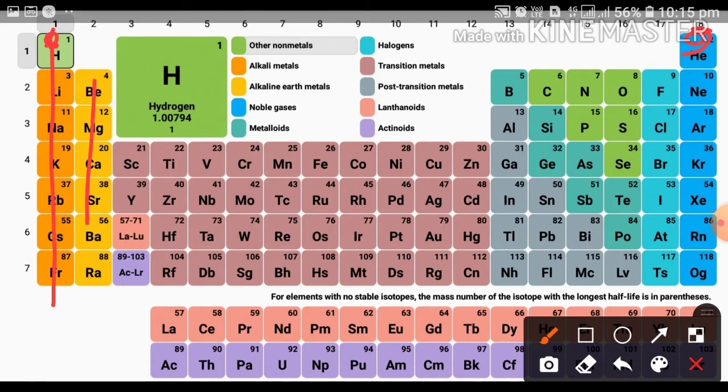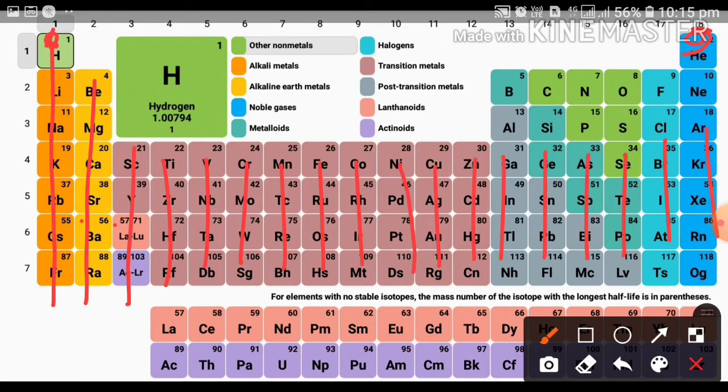These vertical columns which are present are called groups. So if I ask you how many groups are there, the total 18 groups are there: 1 2 3 4 5 6 7 8 9 10 11 12 13 14 15 16 17 and 18. So in the periodic table total 18 vertical columns are there and they are called groups.